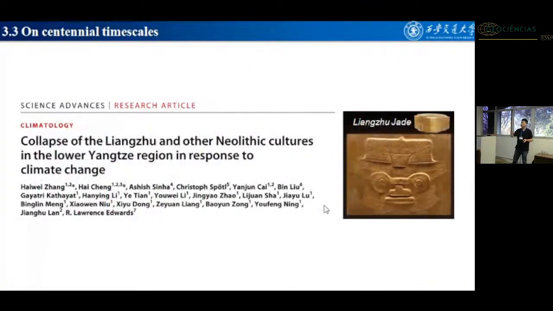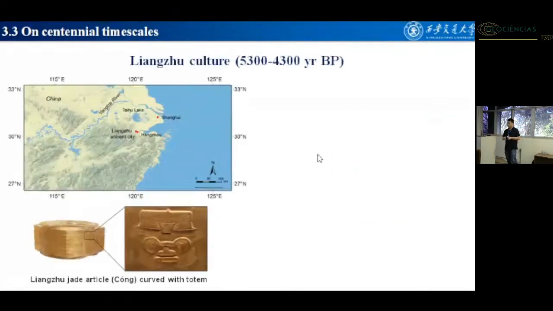Here I show another work. We use the speleothem records from Southeast China to discuss the climate change with the cultural evolution. In Southeast China, this location has a very famous culture called the Liangzhu culture. It's about 5,000 years ago, and at 4.3 thousand years ago, it suddenly collapsed.